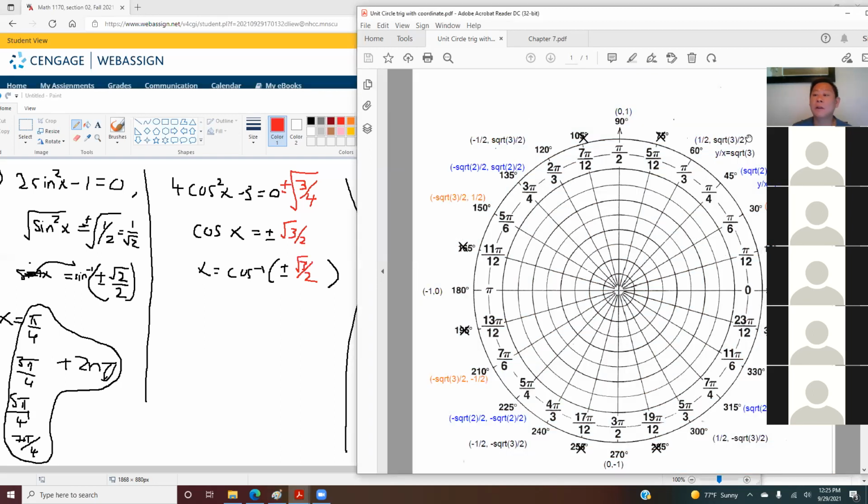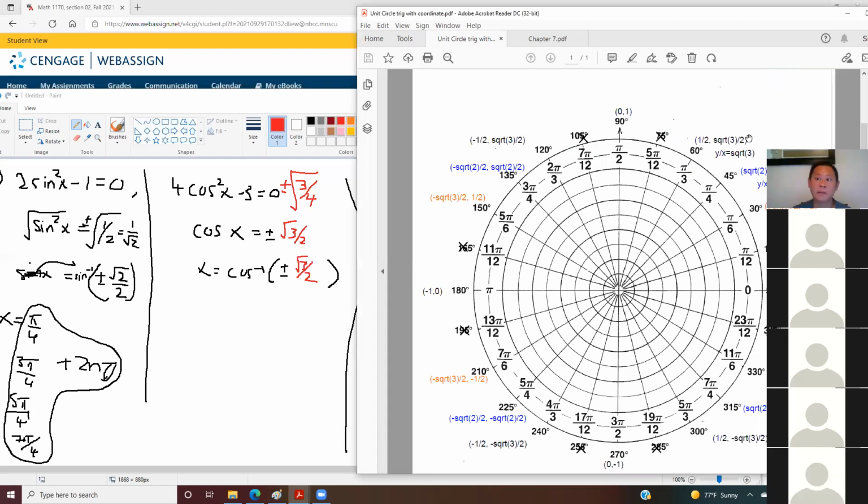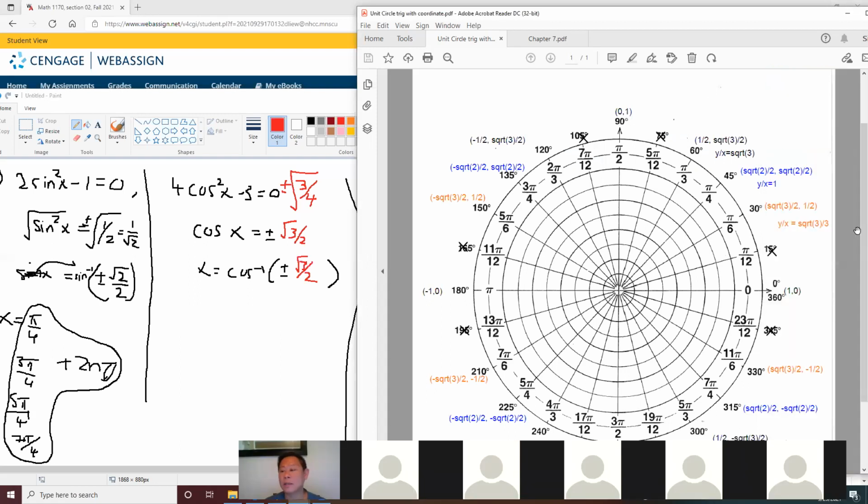So again, because it's plus minus, you get 4 answers. Which one of these is root 3 over 2 for cosine? Cosine is the x value. Pi over 6, pi over 4, or pi over 3? Which one of these symbolizes it here?